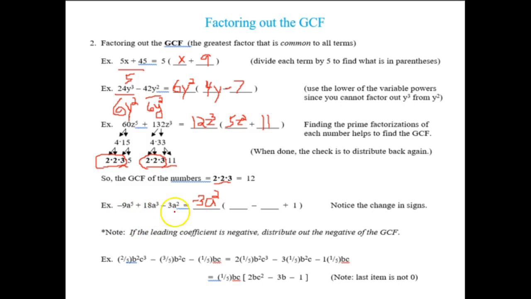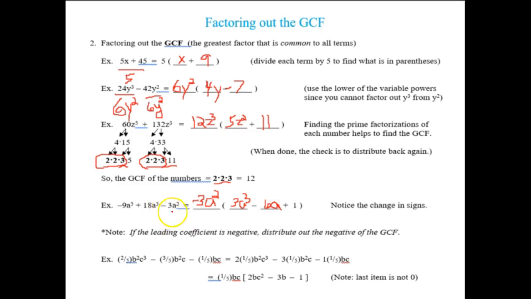Now imagine dividing each of these by negative 3a squared. So if I divide negative 9 by negative 3, I end up with just 3. And if I take a to the fifth and divide by a squared, I would end up with a to the third power. All right. And then 18 divided by negative 3 is negative 6. And a to the third divided by a to the second would be just 1a. Or a to the first, I mean.